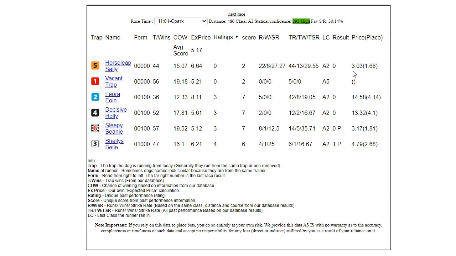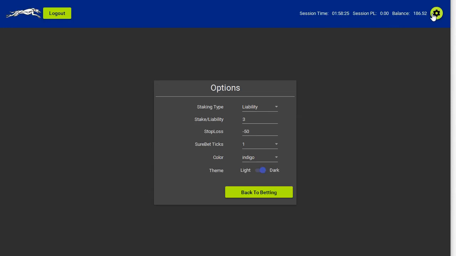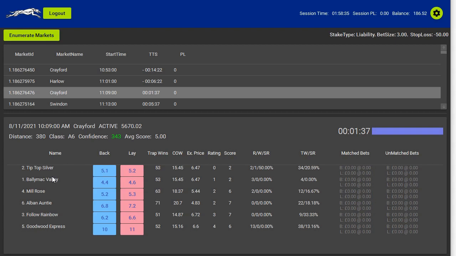Of course you can do other things like only selecting low price runs. Okay, so I am going to try a few of these selections and show you how we can make a profit. So basically I've set the bot up to use £3 stake liability, and so as you can see, liability £3. Go back to betting. Now if we go by score, we have Tip Top Silver and Ballymount Valley.